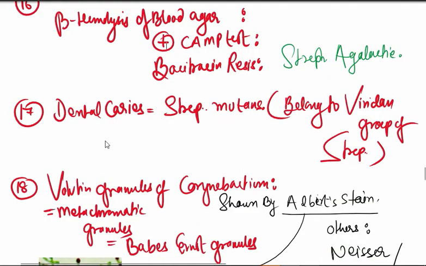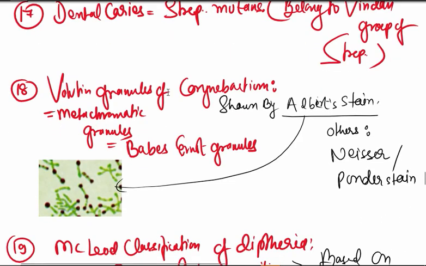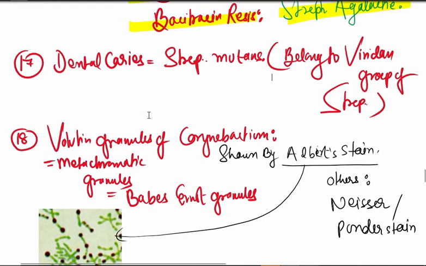Next one, beta hemolysis on blood agar. One of the organisms is beta hemolytic and CAMP test positive, meaning CAMP factor is present, and bacitracin resistant. So this is Strep agalactiae. Dental caries is caused by Strep mutans that belongs to the viridans group of streptococci.